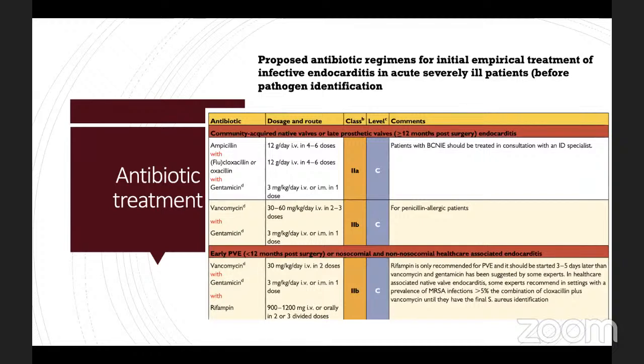Proposed antibiotic regimen for initial empiric therapy for infective endocarditis in acute, severely ill patients before the pathogen is identified. Start empirically with ampicillin with cloxacillin or oxacillin with gentamicin, vancomycin with gentamicin, or vancomycin with gentamicin with rifampin. Then, if the culture is positive, use the specific antibiotic for that group of bacteria.